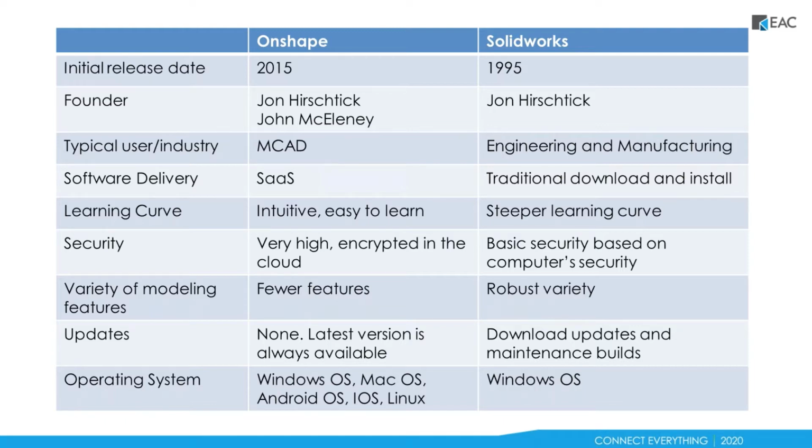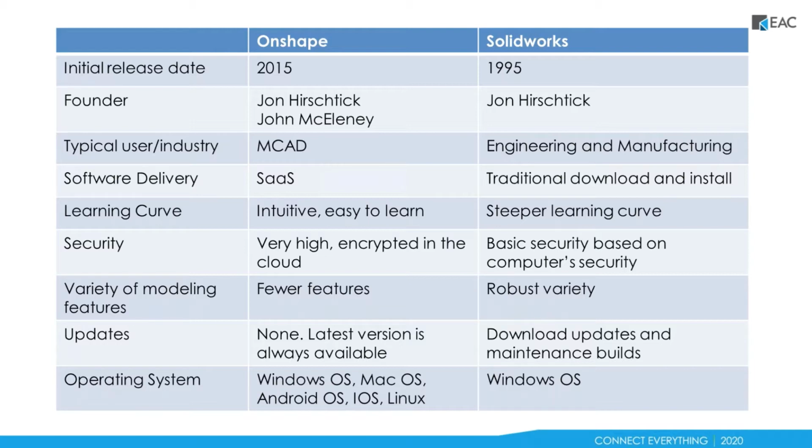The software delivery, Onshape uses software as a service, and SOLIDWORKS uses the traditional download and install type of approach to get the application running locally. The learning curve, very easy to use Onshape. It's very straightforward. It's a little steeper for SOLIDWORKS, and I'll just say because there's more stuff to it. But we'll look at that a little bit more later on at the end as well.